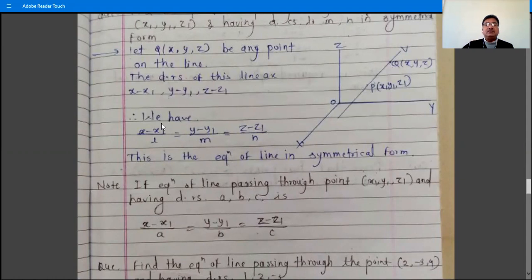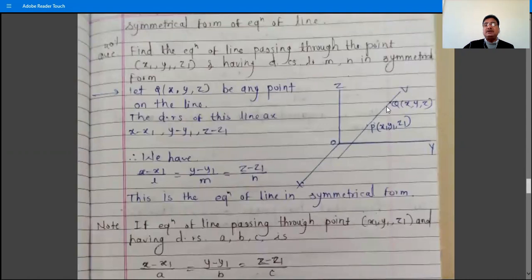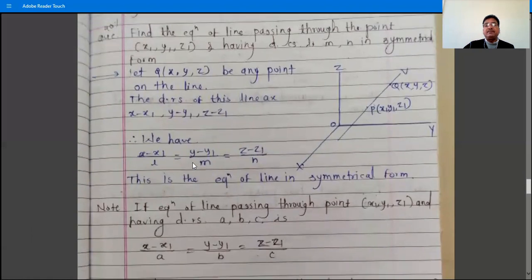So we have (x minus x1) by l is equal to (y minus y1) by m is equal to (z minus z1) divided by n, because the direction ratios and direction cosines of a line are proportional. So we have (x minus x1) by l, (y minus y1) by m, is equal to (z minus z1) by n. And this is the equation of the line in symmetrical form. Here l, m, n are the direction cosines of the line, and x minus x1, y minus y1, z minus z1 are direction ratios of the line, and so they are proportional.